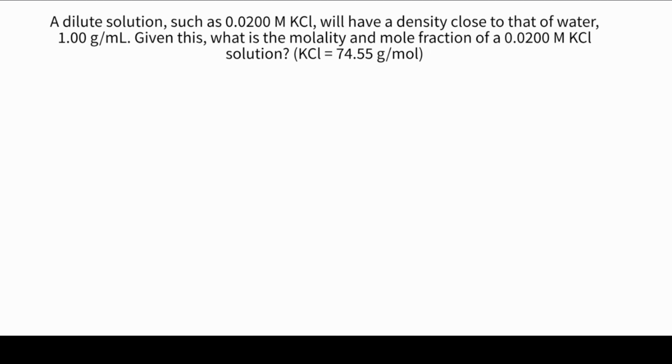A dilute solution such as a 0.02 molar potassium chloride will have a density close to that of water, 1 gram per milliliter. Given this, what is the molality and mole fraction of a 0.02 molar potassium chloride solution? The molar mass of potassium chloride is equal to 74.55 grams per mole.